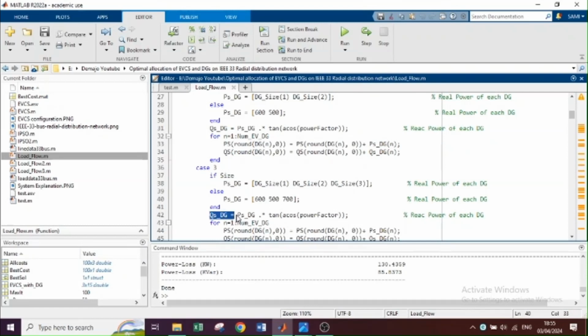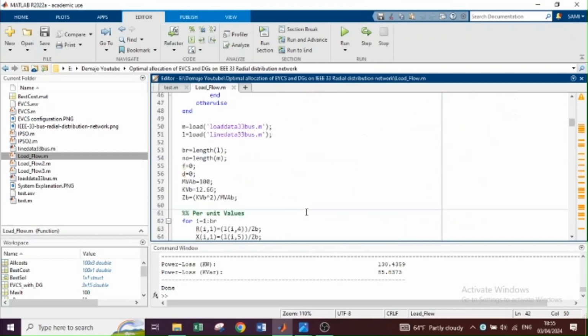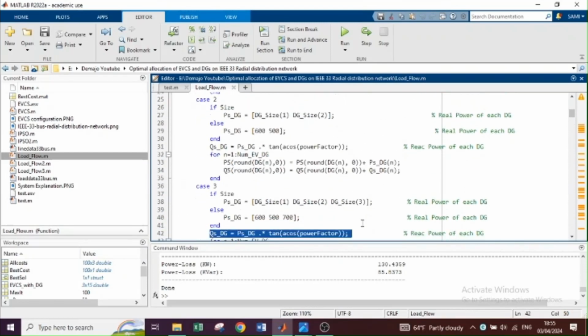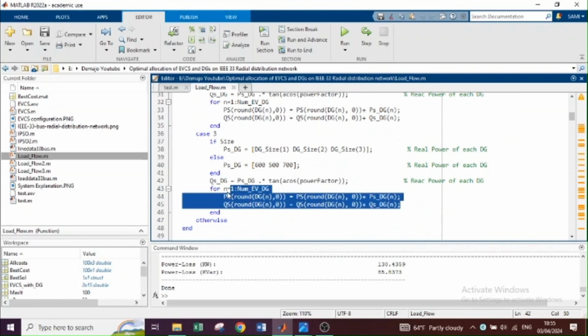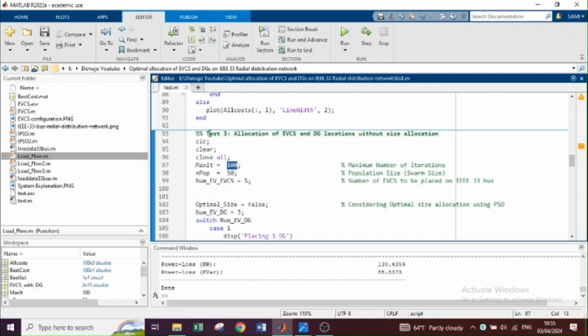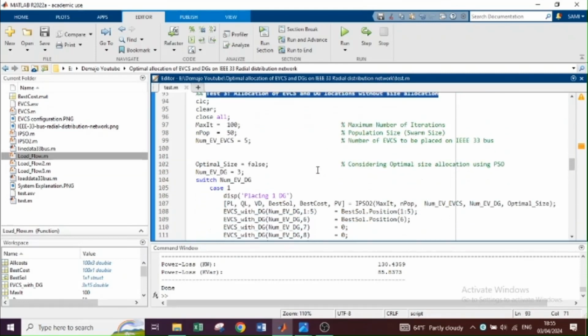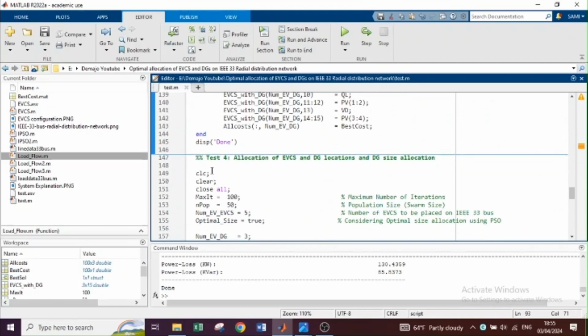You can assume any values you want, but make sure you're not exceeding the total size of 2,200 in this case. So at the end, the DGs are basically added to the buses, and the real and reactive power are added into the bus system.